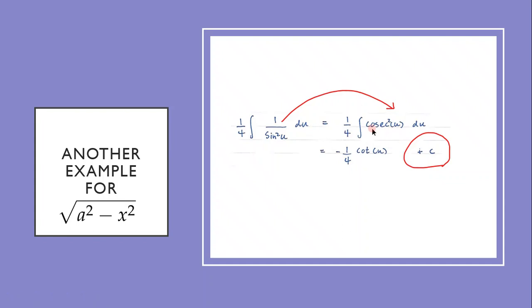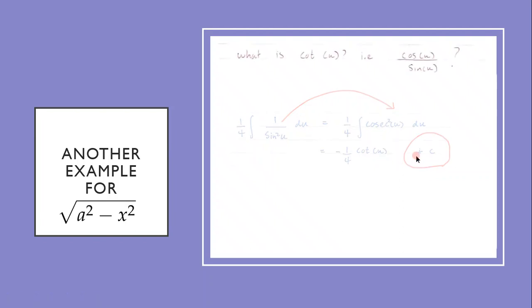That's what I would do, because usually in a test you get given a formula sheet and it will tell you the integration and differentiation of these types of functions. So this integrates to cot of u plus c, don't forget the plus c. So what is cot u? What do we do now? We just use our triangle.